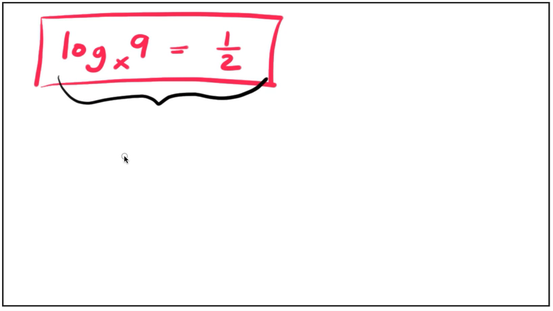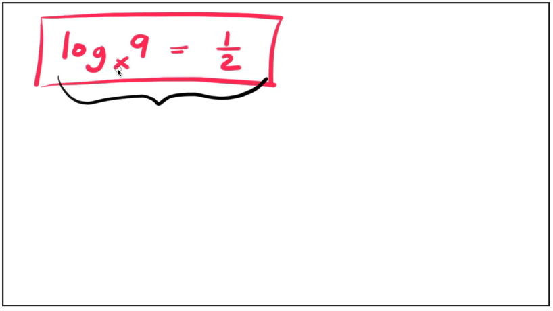And I have a trick, an algorithm that puts this move on autopilot for me. Essentially, let's read this here. This says the log to the base x of 9 is equal to 1/2. That's how you would read that out loud from your textbook. Log to the base x.